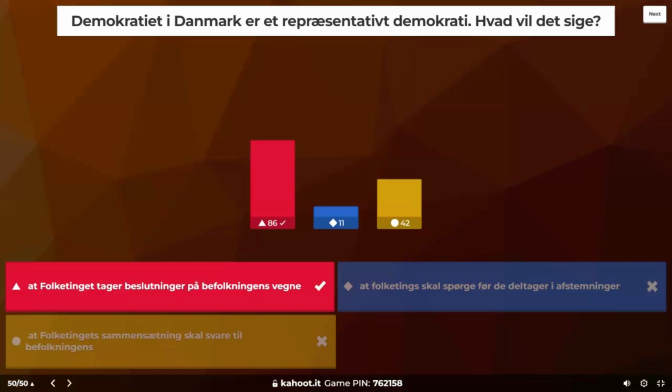Okay, 1864. Denmark lost the Second Schleswig War. So there are two Schleswig Wars. The first one happened in, I can't remember. The second one happened in 1864. Denmark lost, and they lost Sunderland.